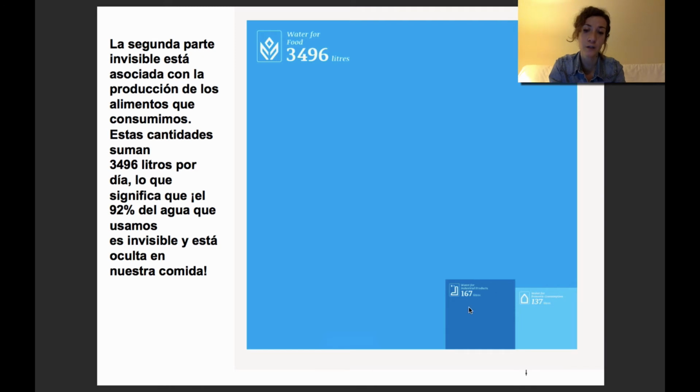But then there is this first invisible part, which is related, as I was mentioning, to the things you are using, to the objects you are using. And then the very biggest part here is actually related to food. If you have a diet that includes also meat, this amounts to almost 3,500 liters every day. That makes 92% of the water that we use every day. Maybe it takes a little bit to understand this. Of course this is water that you don't see directly, but it's the water that is used in agriculture, for example. It's used to process the food that you're eating and for the distribution and so on. So the biggest share of water we are using, even indirectly, every day is related to food.